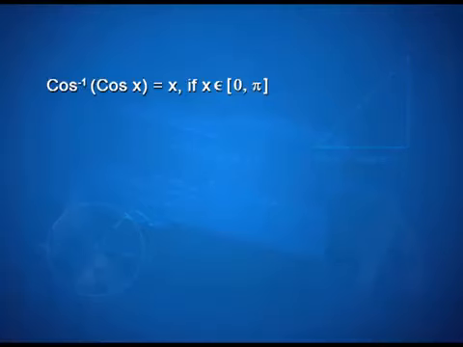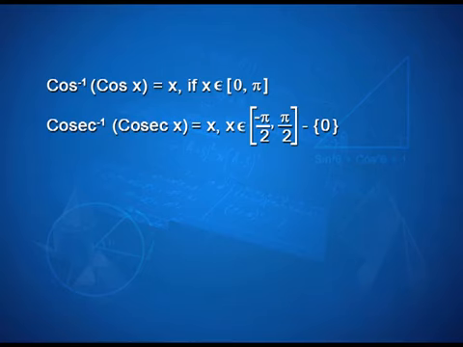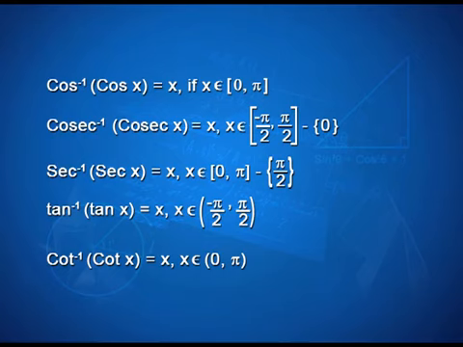Cos inverse of cos x is x only if x belongs to the closed interval 0 to pi. Cosec inverse of cosec x is x when x belongs to the closed interval minus pi by 2 to pi by 2, not including 0. Similarly, for the other three inverse trigonometric functions, you have the conditions defined.